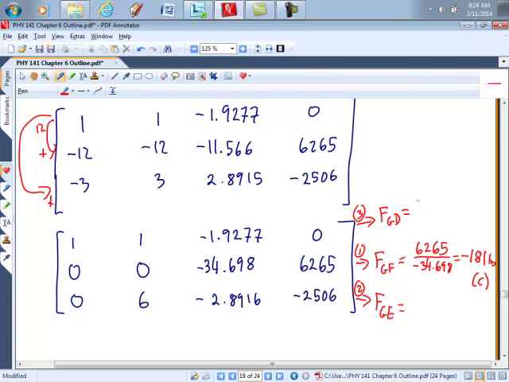FGE and 0.4. FGE? Anybody else get anything same or different? You got the same? Okay, so it was negative 505 pounds, which means that one's also in compression.